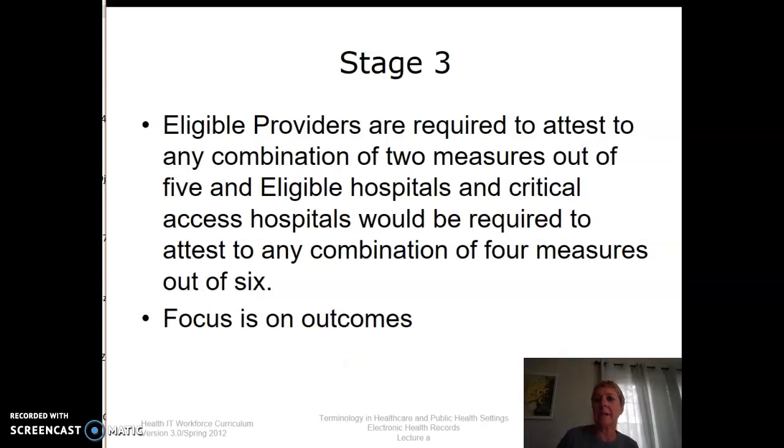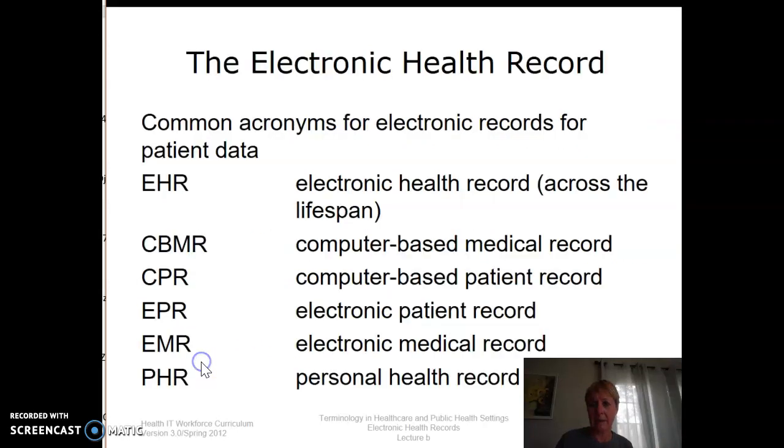Then in stage three, the providers now are required to report or attest, or whatever word you want to call it, any combination of 2 measures out of 5, and hospitals and critical access would report on any combination of 4 measures out of 6. So now if they want extra funding, they've got to report on the measures that they've been collecting data on. And the focus is on outcomes and improved quality of care.